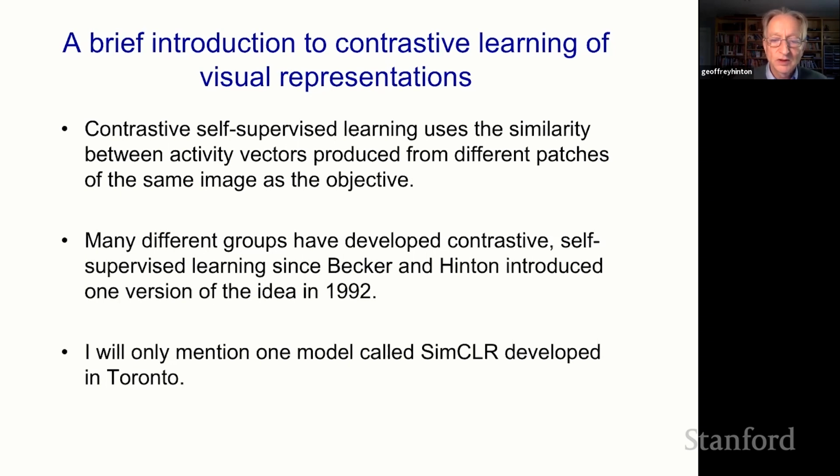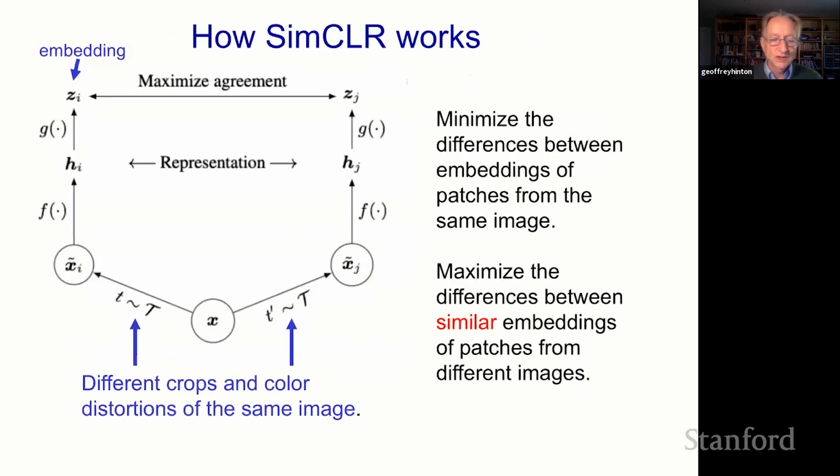I'm going to talk about a model developed a couple of years ago by my group in Toronto called SimCLR, but there's lots of other models. And since then, things have improved. So in SimCLR, you take an image X, you take two different crops, and you also do color distortion of the crops, different color distortions of each crop. And that's to prevent it from using color histograms to say they're the same. So you mess with the color, so it can't use color in a simple way. And that gives you xi tilde and xj tilde.